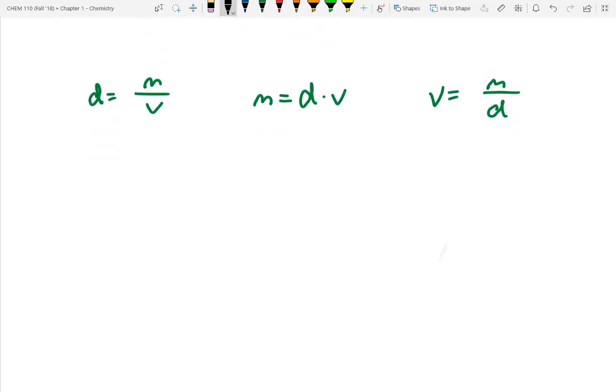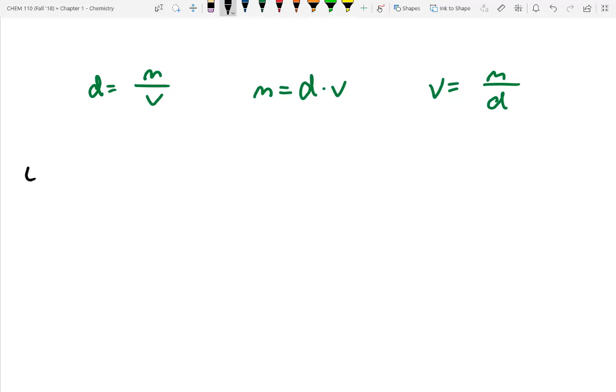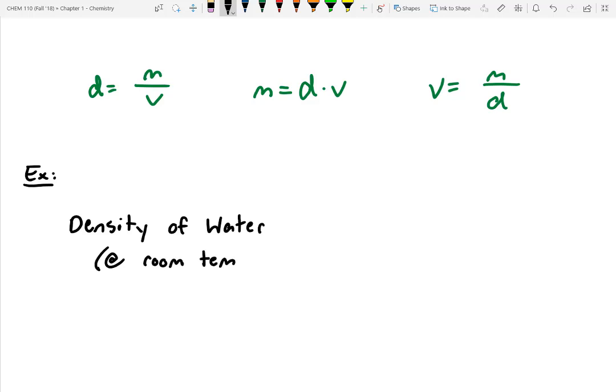So let's take a look at some common examples. Like I said, I always like having some real world reference whenever I'm doing this stuff. So what's the density of water at room temp? Does anybody know what this one is? Is it 6? I don't know. I like this one because it's easy to remember. It's just 1. So it's 1.00 grams per milliliter.